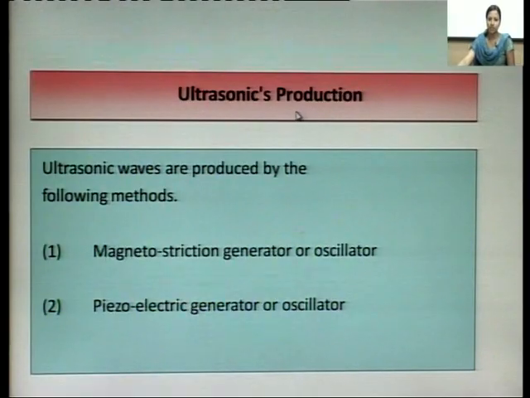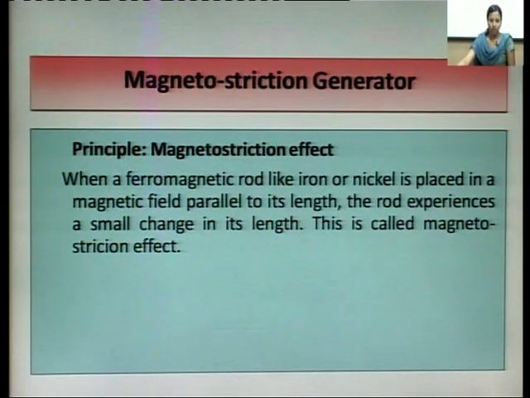Ultrasonic waves can be produced by two methods. The first one is the magnetostriction generator, or magnetostriction oscillator. The second method is the piezoelectric generator or oscillator. Now we will discuss the magnetostriction generator in detail. First, its principle. It is based upon the principle of the magnetostriction effect.